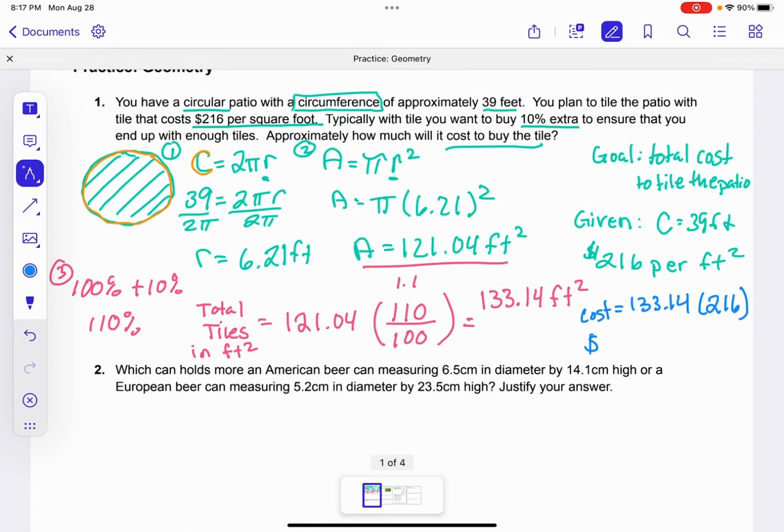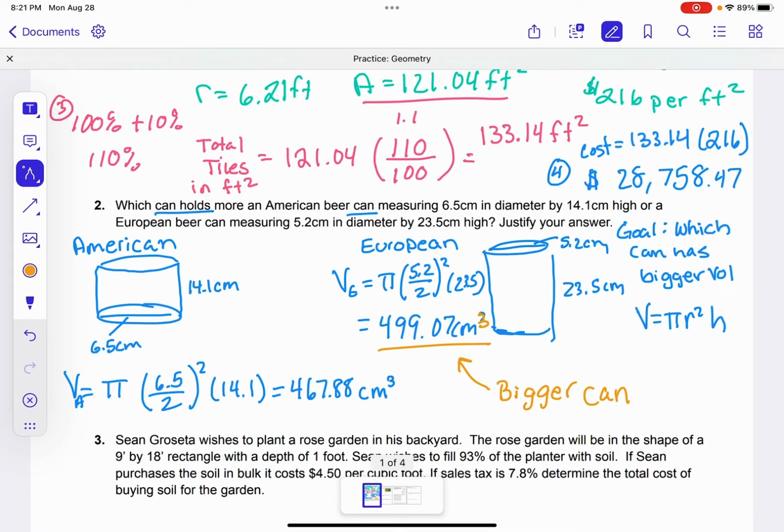So the cost is $28,758.47. And a good problem would also put my answer in a sentence. So in order to tile my circular patio, it would cost me $28,758.47. And the moral of that story is find some cheaper tile. But hopefully this gives you a sense of how I can deal with figuring out the amount of square footage of tile I would need given a fixed area that I'm tiling.